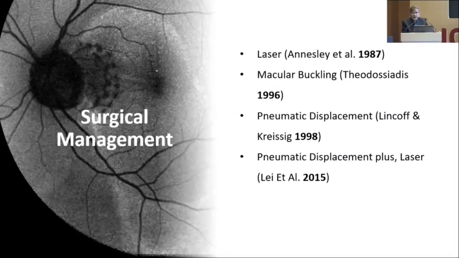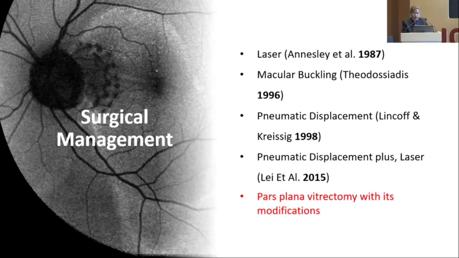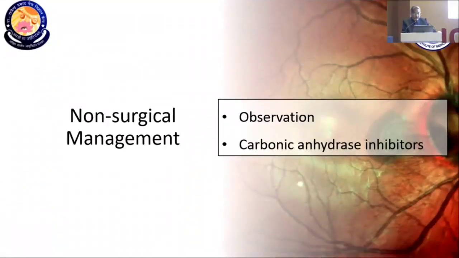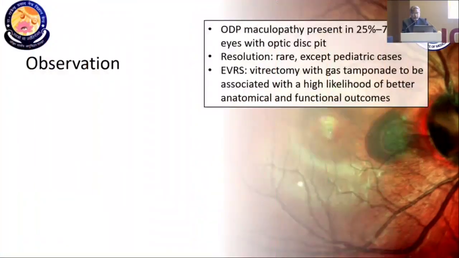So initially laser was tried when vitreoretinal surgery was not advanced, then buckling and pneumoretinopexy were tried, and at present pars plana vitrectomy with its various modifications is the treatment of choice. So there are two things: observation, and some people use carbonic anhydrase inhibitors.